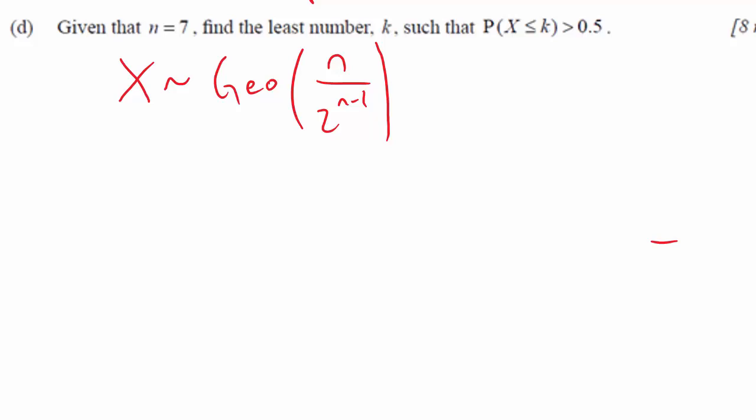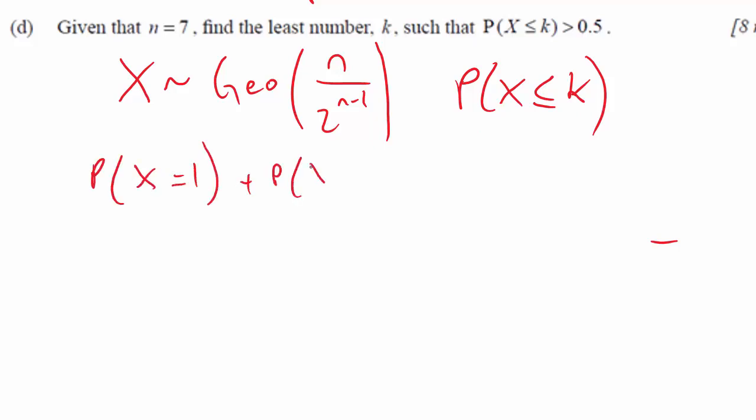So the last question, X is a geo. We should write that out formally. They're talking about the probability that X is less than or equal to k, which we don't have a formula for. So that must be the probability that X is equal to 1, plus the probability that X is equal to 2, up to the probability that X is equal to k. And we're just simply going to fill that in.